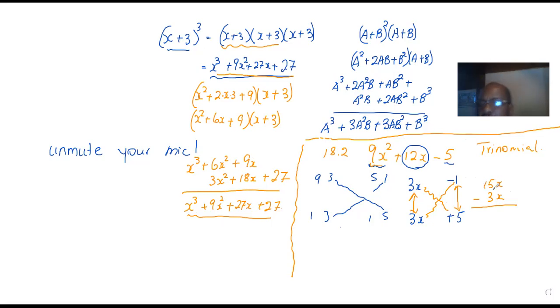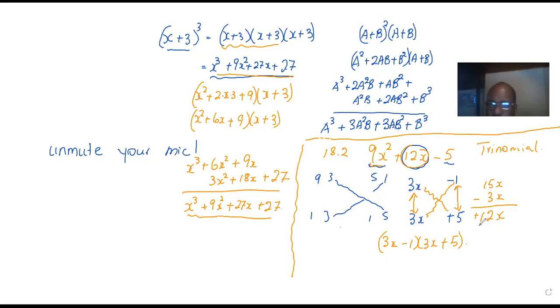And according to mathematics, if the signs are the same, we add. But if the signs are not the same, as in this case here, we subtract and take the sign of the bigger number. 15 minus 3 is 12. The bigger number is positive, it's positive 12. And there comes your middle term. So the factors there will be 3x minus 1 into 3x plus 5. Those are the factors.